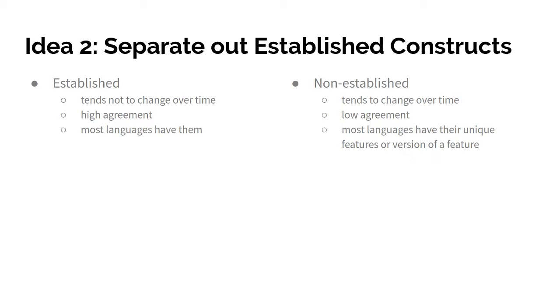Now, the second main idea of Progsbase is to separate out the established constructs. Now, if we look at the left side of the window, the established constructs in code tend not to change over time. There's a high agreement on how they should be, and most languages have them. The non-established features of a programming language tend to change over time. There's a low agreement on how they should be made, and most languages have their unique features or versions of a feature.